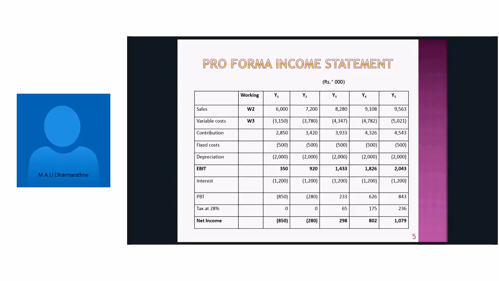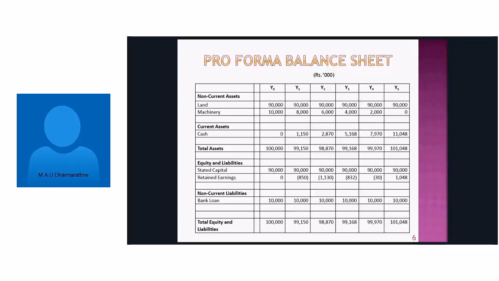So in the first year and the second year, profit before tax is a negative figure, and the net income is a negative figure. From the third year onwards, we are expecting a positive net income. Then the balance sheet: land value is given as 90 million, machinery 10 million in year naught, and then it's depreciated. Then cash balance is given, and capital portion, retained earnings, and the bank loan. Up to 5 years it's 10 million because we are repaying after 5 years.